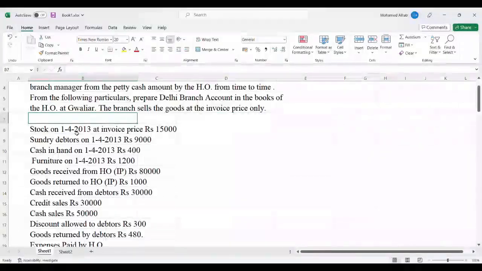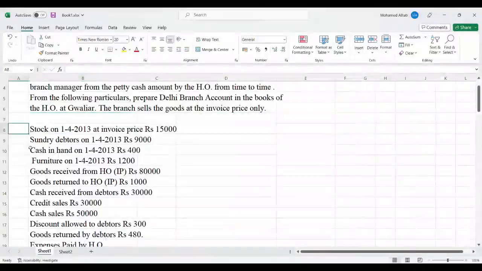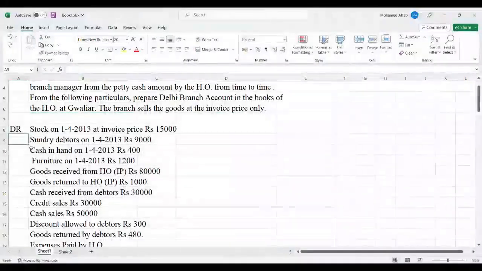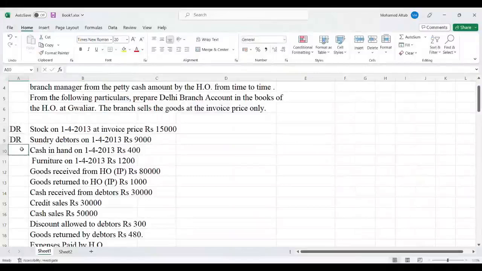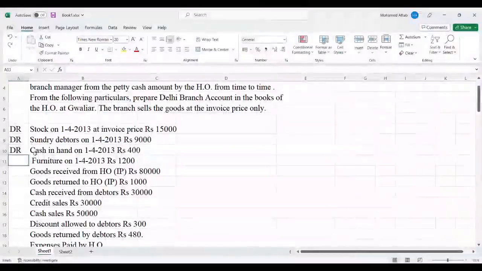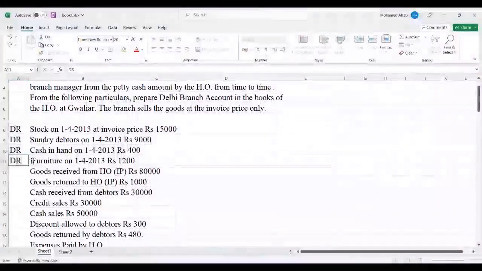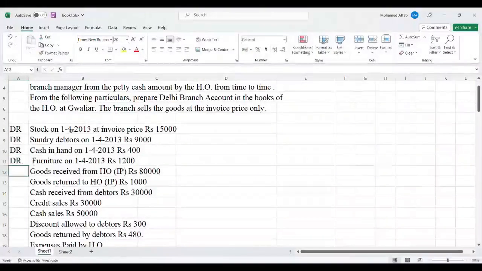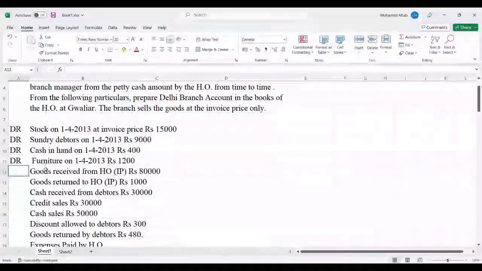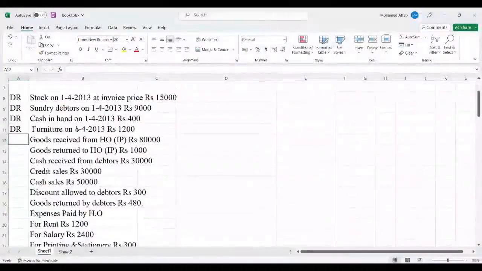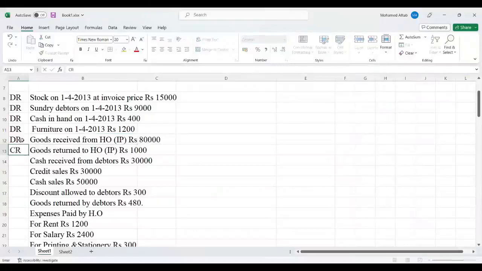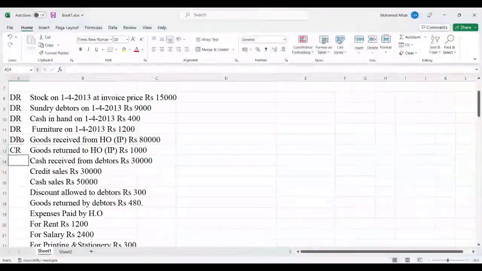Stock on 1st April, this will come in debit side in branch account. And that is opening cash, again debit side. Let us mark first. Furniture, again opening furniture, it is debit side. So you can identify with date 1st April, that is opening balances. Next, goods received from HO is nothing but goods sent to branch, debit side. Goods returned to HO, that is credit side. As per the format you can follow.